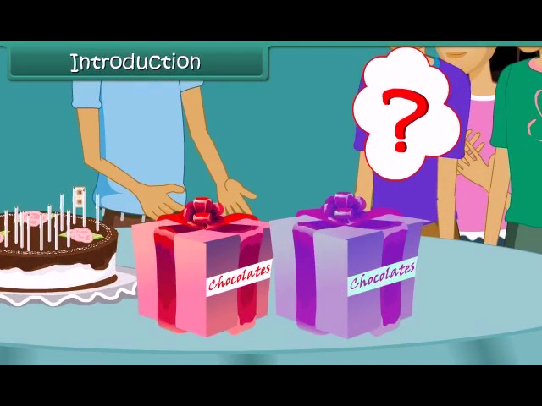Without opening the box, we cannot find the total number of chocolates. In these cases, we use variables for the unknown number of chocolates. By solving the equation formed, we can find the number of chocolates, which is the unknown.